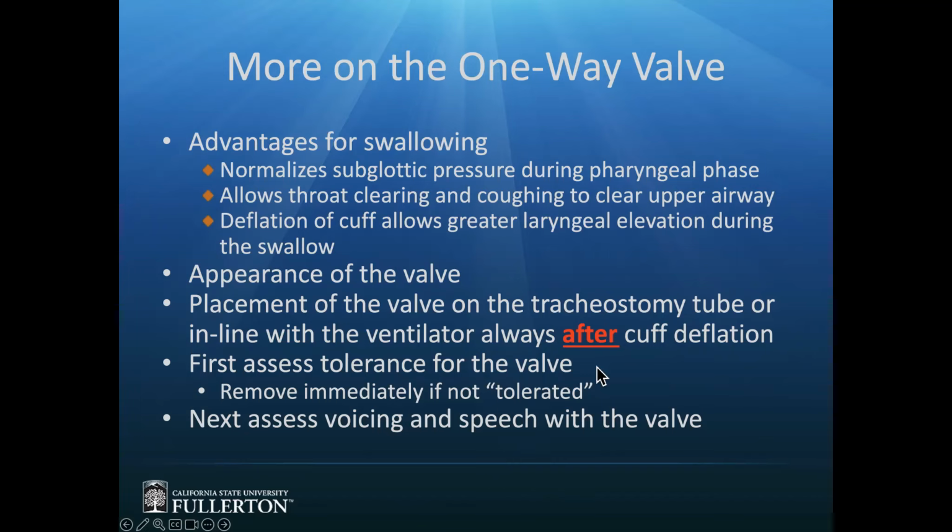When we're going to go that route with the passenger valve, we first need to assess the tolerance for the valve. And if they do not tolerate it, we remove it immediately. Now, how do we know if they don't tolerate it? I've got it on another slide, but basically you're looking for any evidence that they can't breathe around the tracheostomy tube. And you'll hear it in stridency.